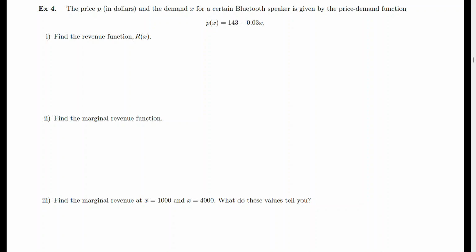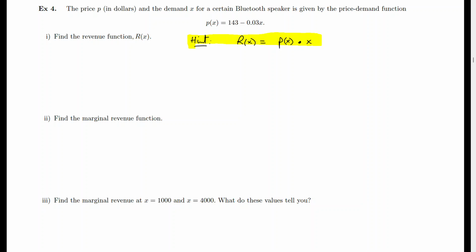So part one is asking for the revenue function R of x. And this is something I have to tell you. The hint here is that the revenue function is just the P of x function multiplied by x. This is not written anywhere on the page, but think of it like a formula. So this is an important one to remember.